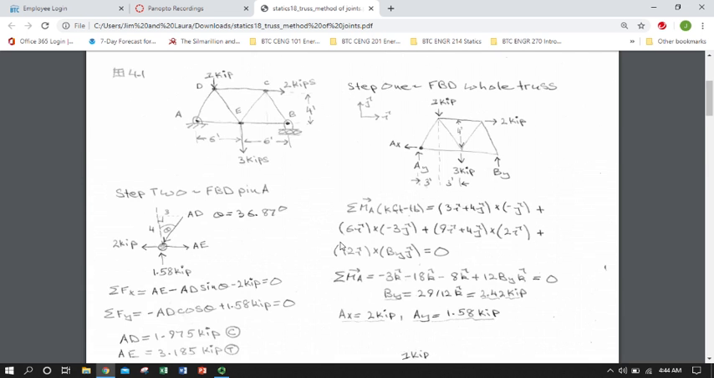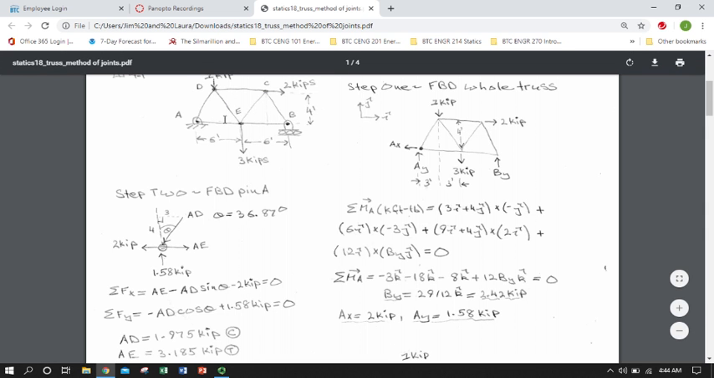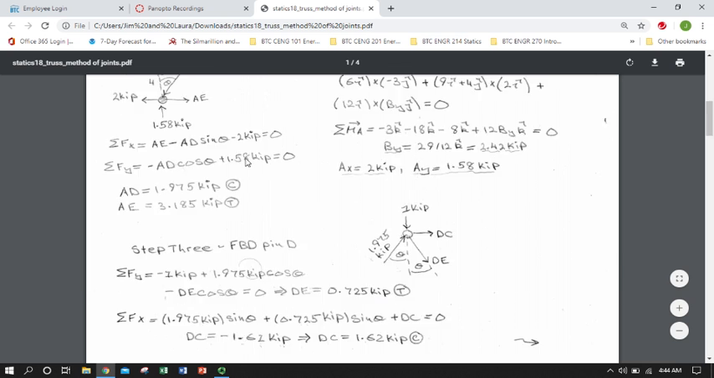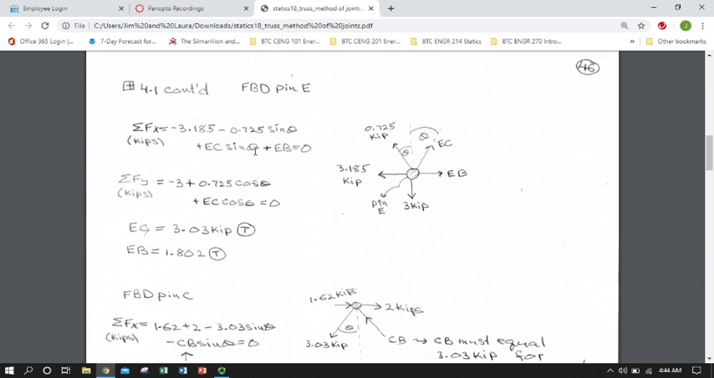Okay, now I'm going to move to pin E, which is down here at the bottom, where I have 4 members intersecting at once, and I have my applied load of 3 kips. 3 kips being applied at a pin, which is the only place you can apply loads with a truss.